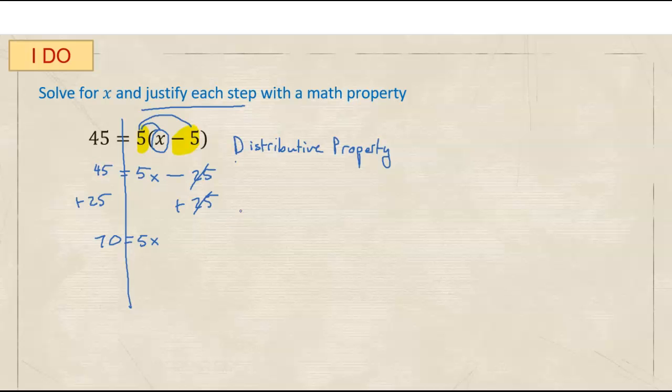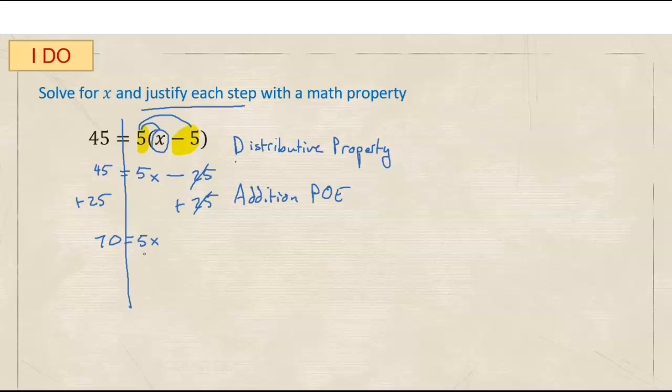And now we have to justify the step we just did. Add 25 to both sides. Well, what property says we can add the same number to both sides of an equal sign? That is the addition property of equality.